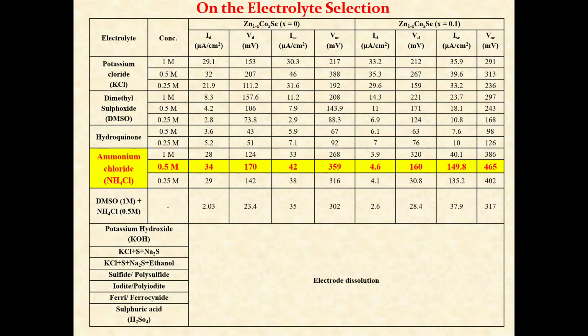But there is electrode dissolution in some electrolytes like sulfuric acid, ferricyanide, iodide, polyiodide, sulfide, polysulfide. From this table, it is found that the 0.5 mole NH4Cl electrolyte offers a relatively better match for both ZnSe and ZnCoSe electrode material.